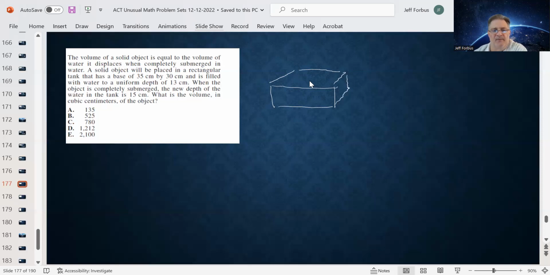A solid object will be placed in a rectangular tank that has a base of 35 centimeters by 30 centimeters. So we've got 35 by 30, and it is filled with water to a uniform depth of 13 centimeters. So here's my water, and the depth of the water is 13. So we've got 13 by 35 by 30.